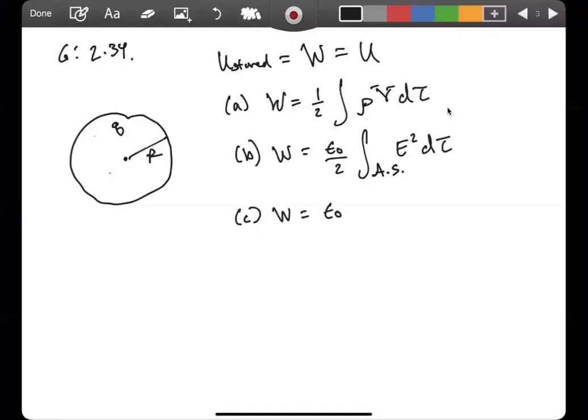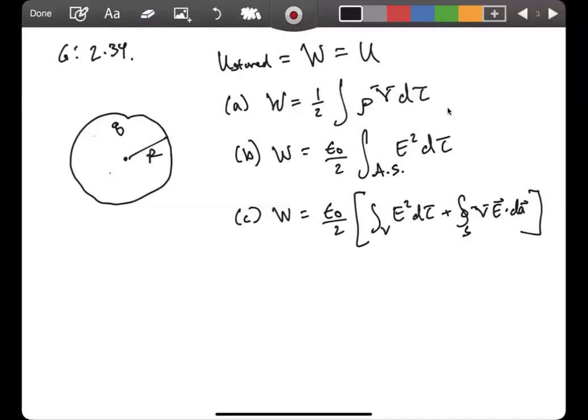equal to epsilon naught divided by 2 integral over the volume of the field strength squared, plus then the integral over the surface of that volume of the potential times the electric field dotted with the differential area. Okay. So it wants us to check all 3 of these and basically show that they're the same. Okay. So let's talk about each one of these.